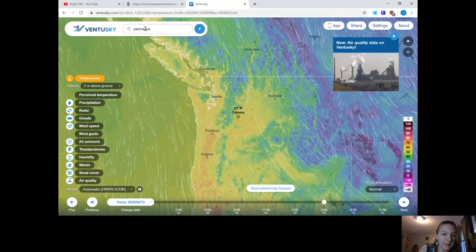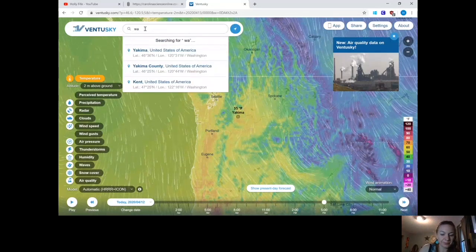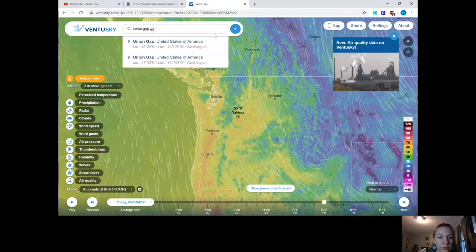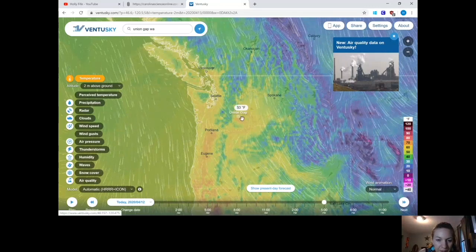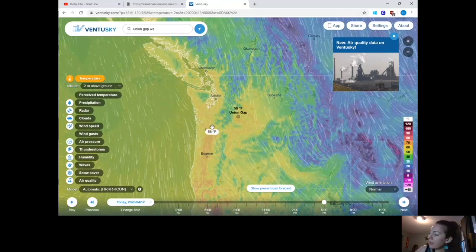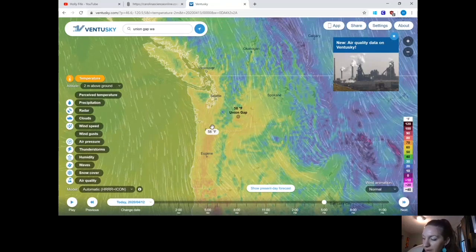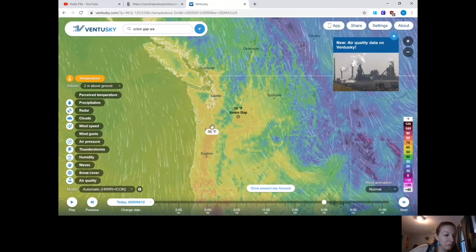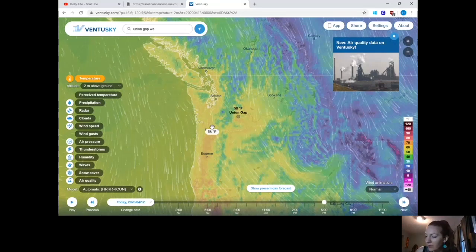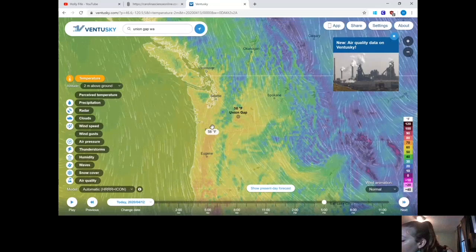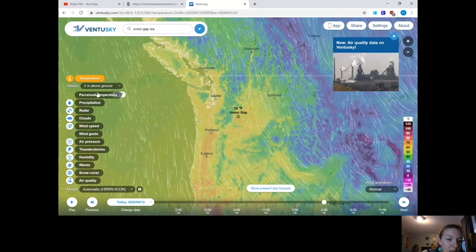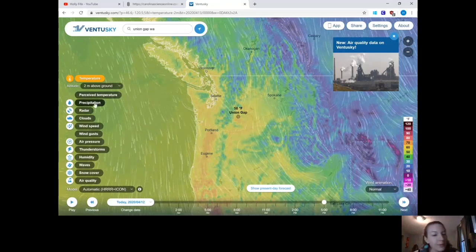Let's see Union Gap. Ooh, and it averages, it says about 58 degrees. Still really close because they're very, very close towns right next to each other, but there's a couple degrees difference, a couple miles per hour wind difference. Let's see precipitation.